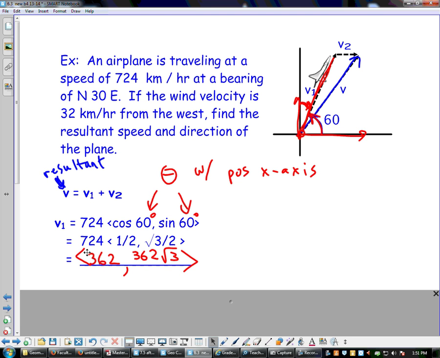That's the component form of vector V1. Just vector V1. We haven't done anything with the wind yet.